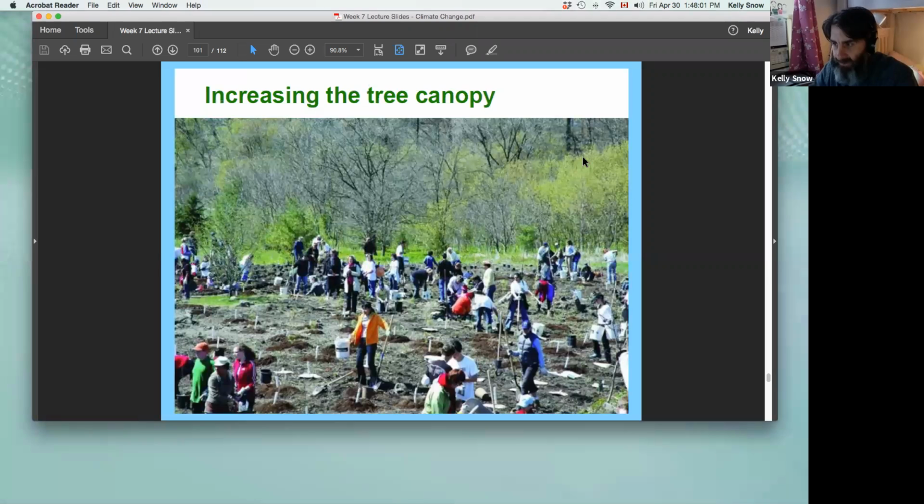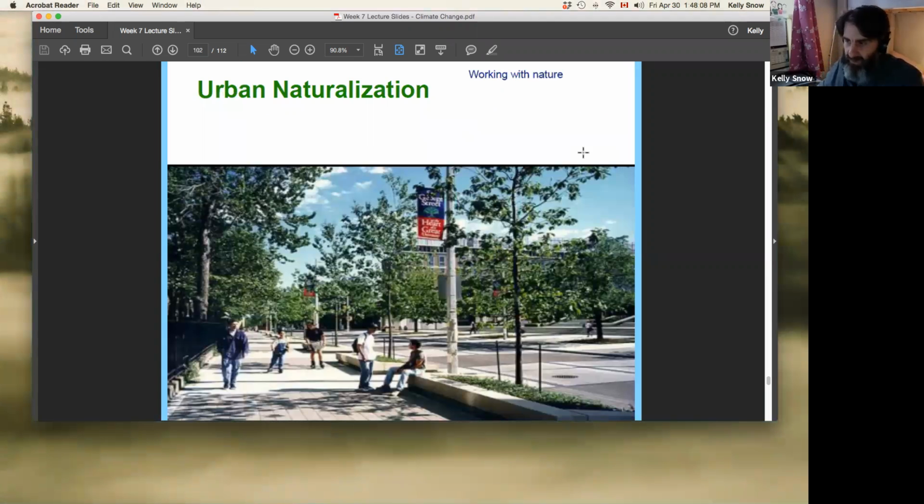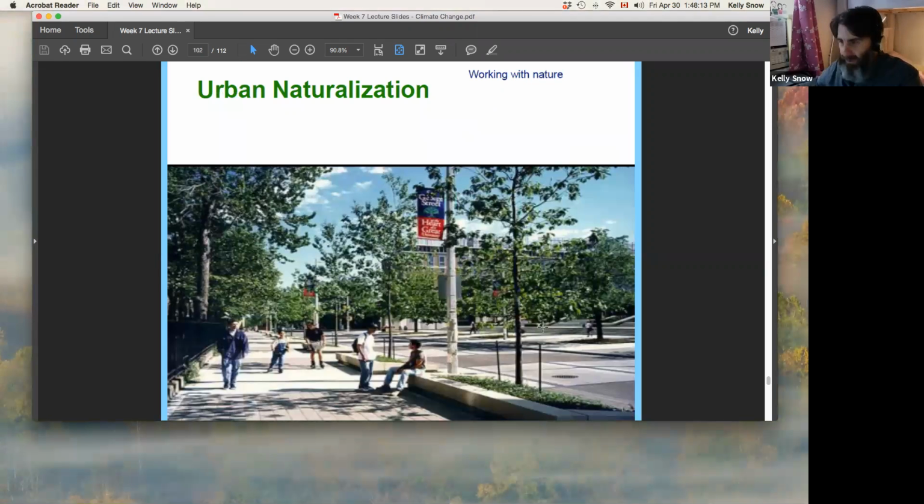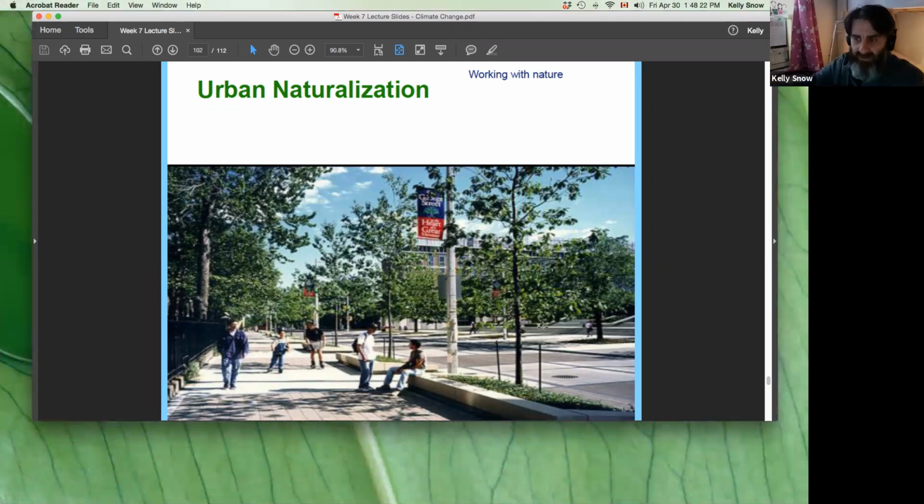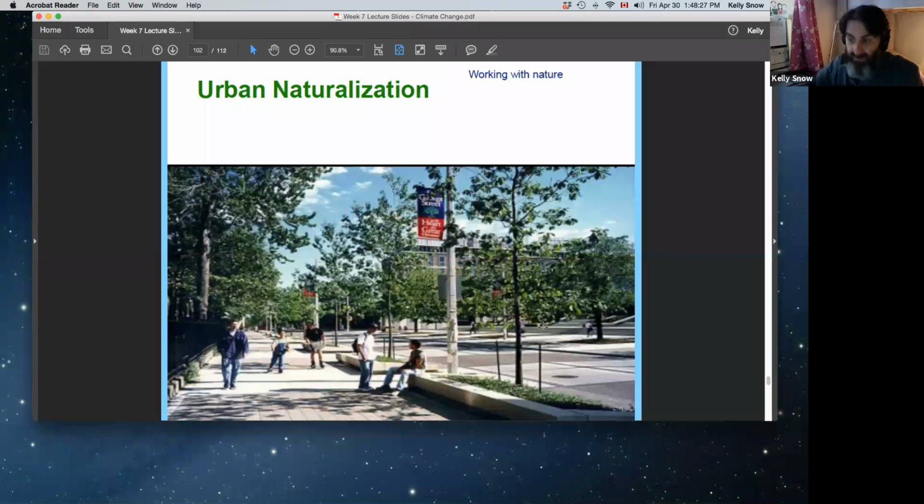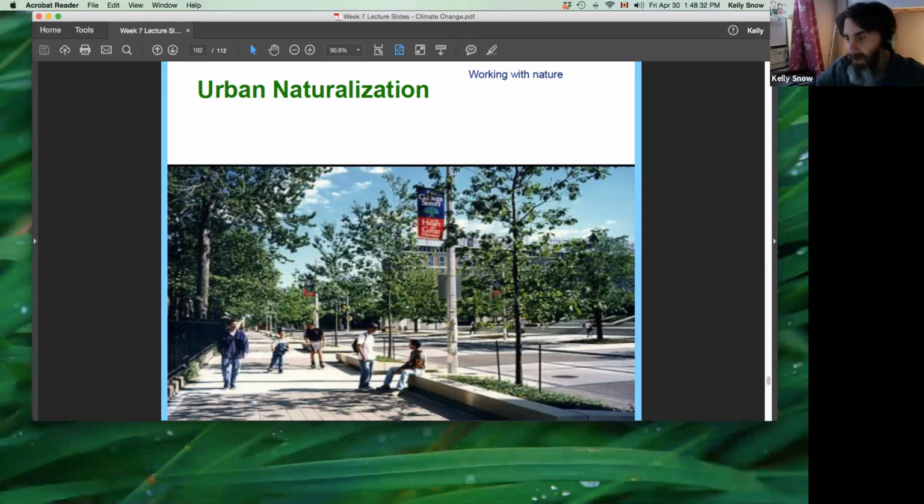So we're also trying to increase the tree canopy, tree planting initiatives, urban naturalization. This is St. George Street at U of T. You can see it's got a lot of greenery there. This is a few years ago, but even now the canopy's filling in and it looks really, really beautiful. It provides shade, places to sit and rest if it's really hot, and also absorbs rainwater. So there's more green space where the water can go.